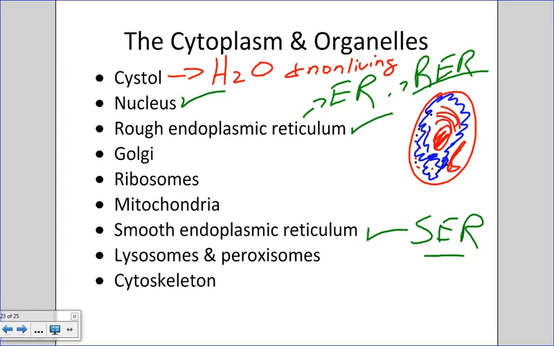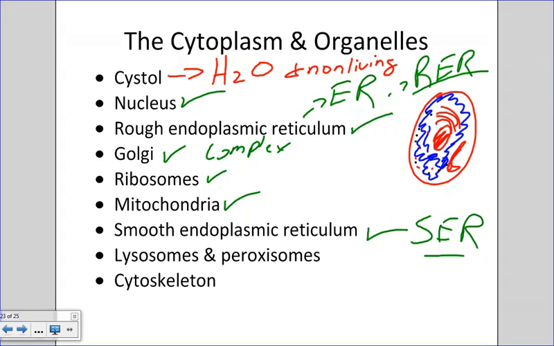Then we've got something called a Golgi complex, or it's often called the Golgi apparatus as well. Either way, I don't care which you use, just as long as you use it in the correct context. I typically call it the Golgi complex, and we'll talk more about its function. And ribosomes. Ribosomes are very important little structures within the cell. These are basically the sites for protein synthesis.